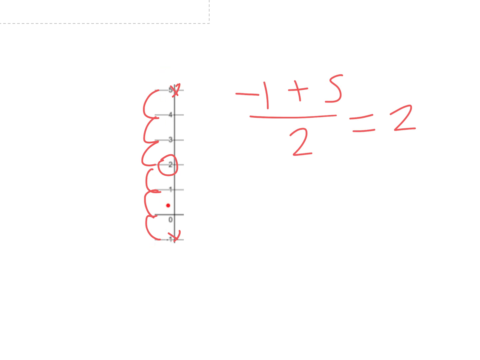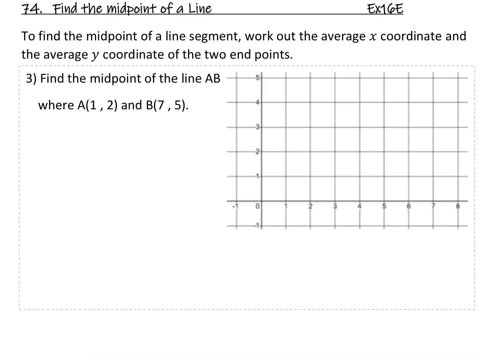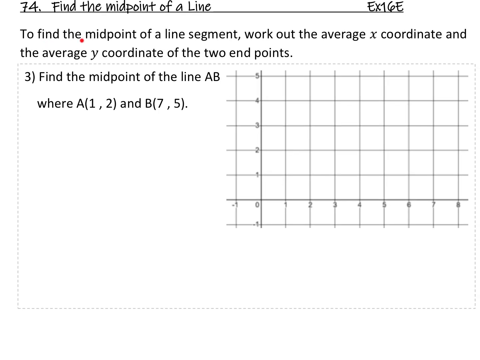This time we did that vertically. When we go into the coordinate system, we're just repeating that process twice: once for the horizontal and once for the vertical. To summarize what I've just said, to find the midpoint of a line segment, work out the average x coordinate and the average y coordinate of the two endpoints. The midpoint is the middle of a line segment, and a line segment just means part of a line, because in the coordinate system, lines go on forever and ever. So a line segment is just a portion.